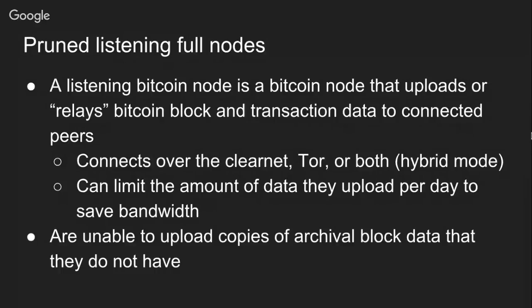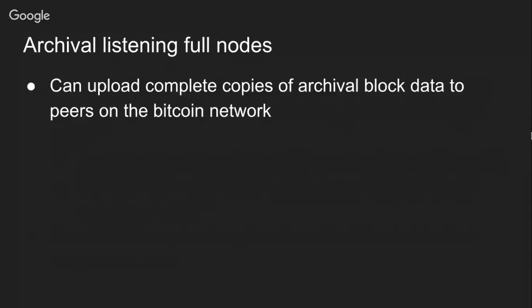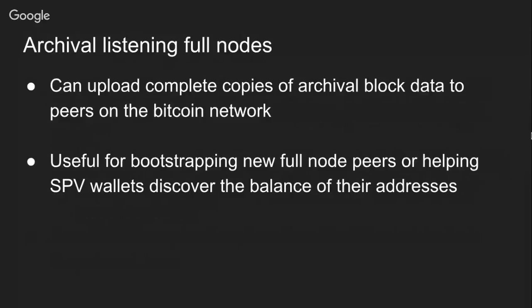And then there are archival listening nodes. Because these are archive nodes, they can upload complete copies of any blockchain data to other peers on the network. They have the full history of the blockchain stored, so they can upload that full history if a peer requests it. These nodes are useful, indeed necessary, for bootstrapping new full node peers or helping SPV wallets discover the balance of their addresses.